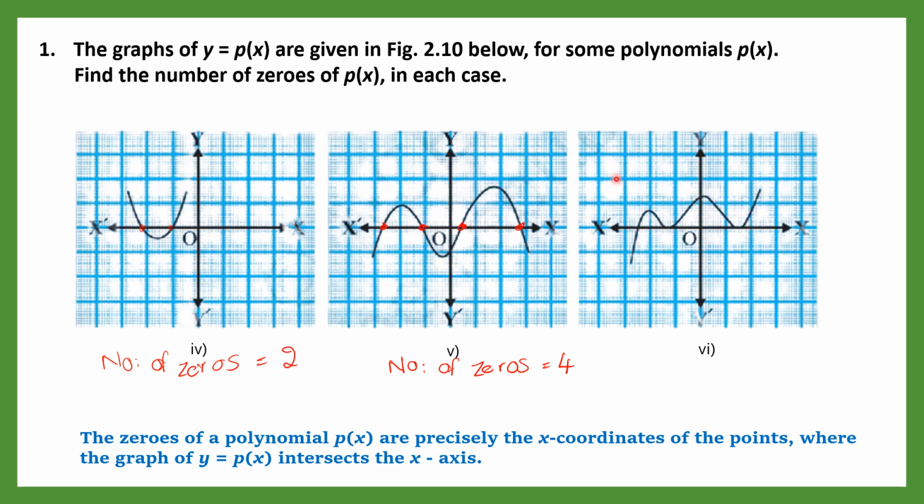Now, let us observe the last one. This is the graph here. We should see at how many places the curve intersected the x-axis. Here 1 point, 2. This is the y-axis, so this will not be counted. 3. So 1, 2 and 3. The number of zeros for this polynomial p of x will be 3.